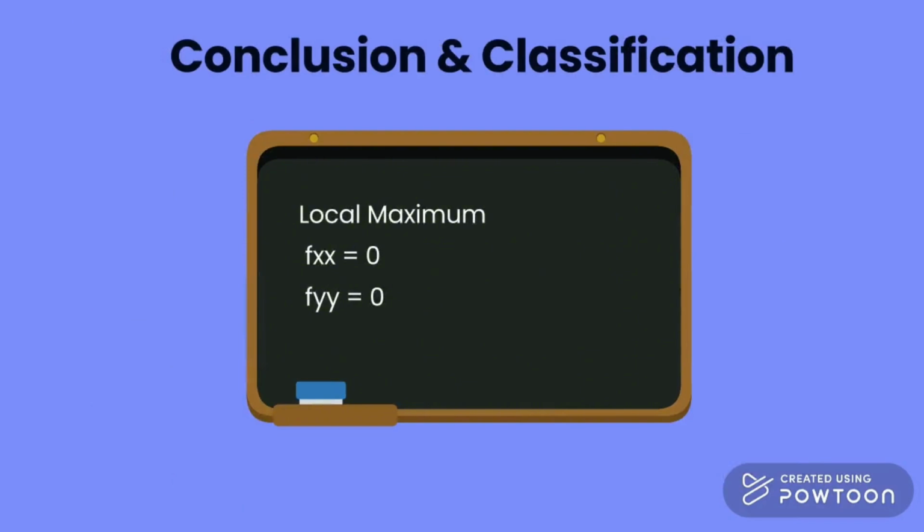Is this point a maximum? Let's check by using our second derivative. We see that both fxx and fyy are less than 0. This means the surface curves downward in both directions, confirming that our point is a local maximum. We have successfully mapped these two-variable functions.